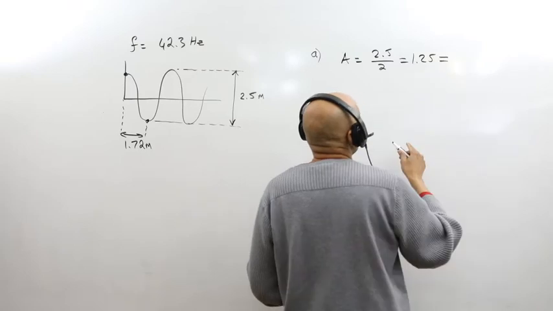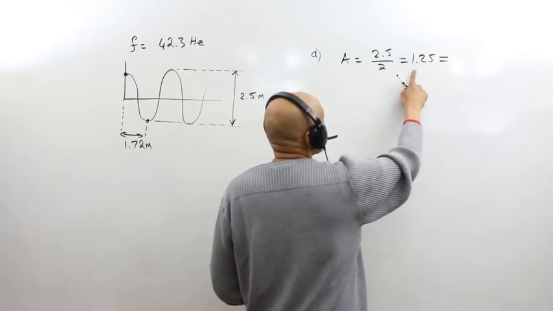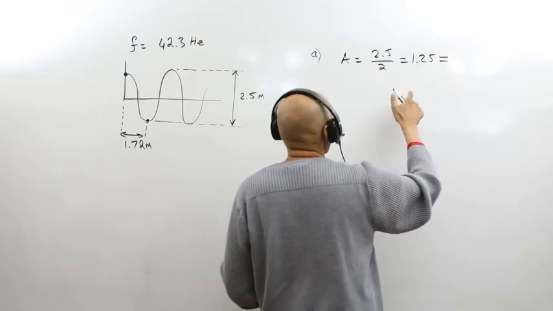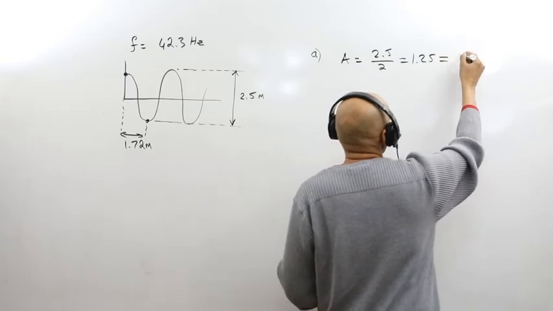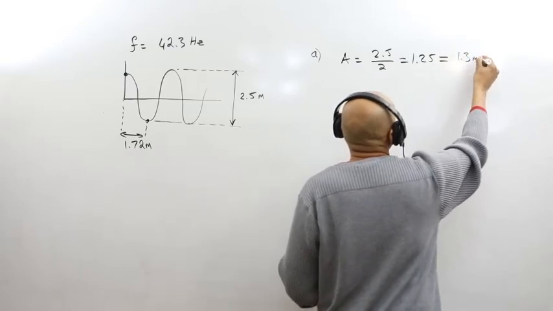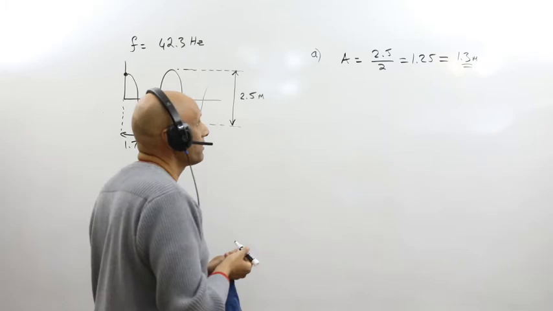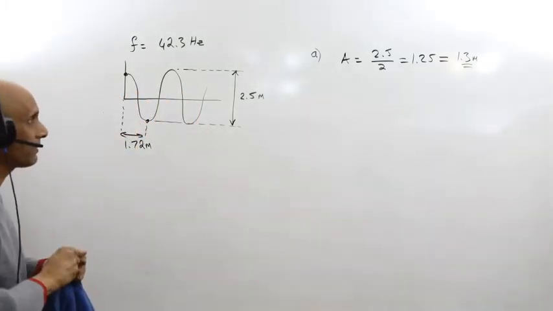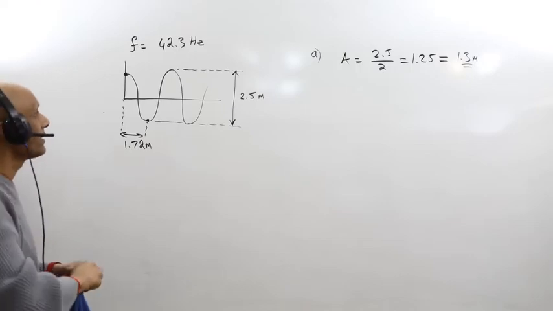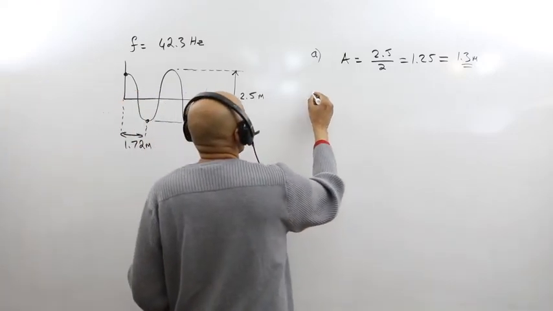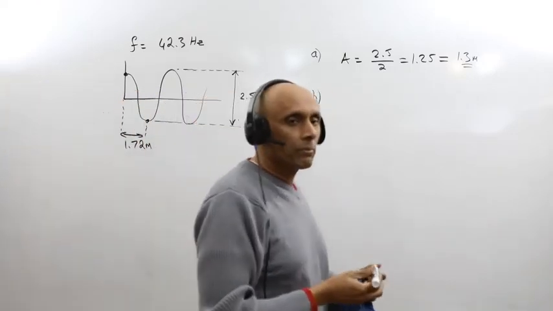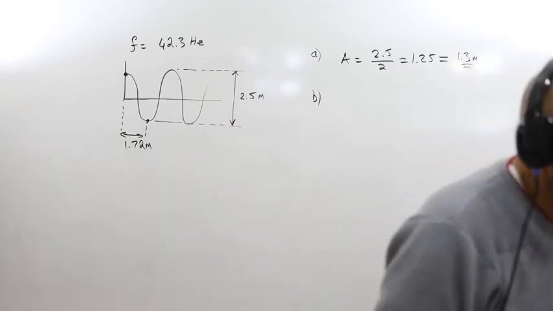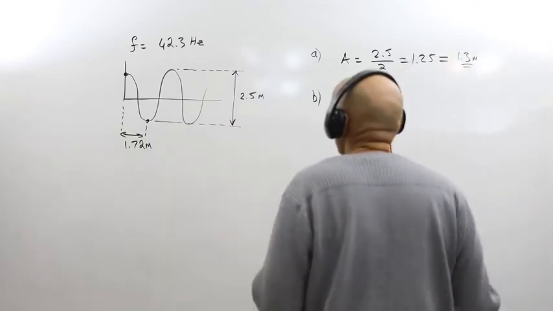But we convert this into the nearest two significant digits. In this case, there are two significant digits here, so this would actually be 1.3 meters. It's kind of weird, but those are the rules for rounding up or down the number of significant digits. So let's go to part B. Part B, we're asked to find the wavelength.